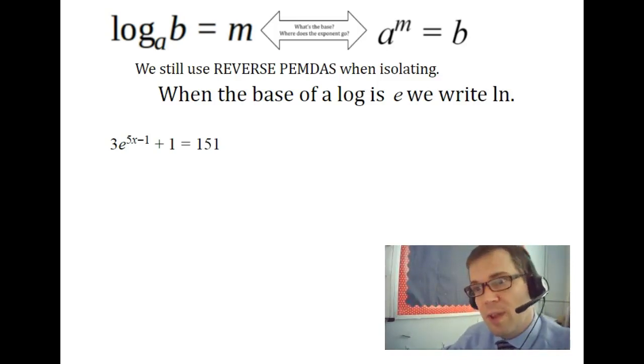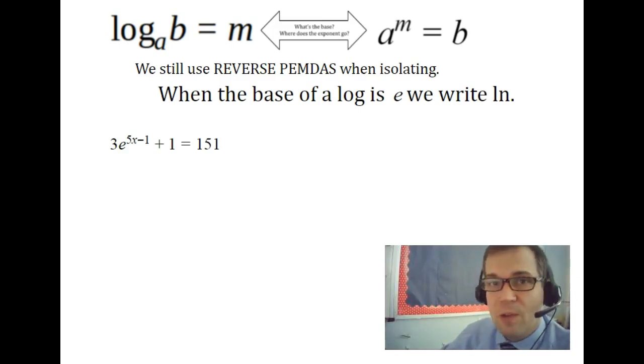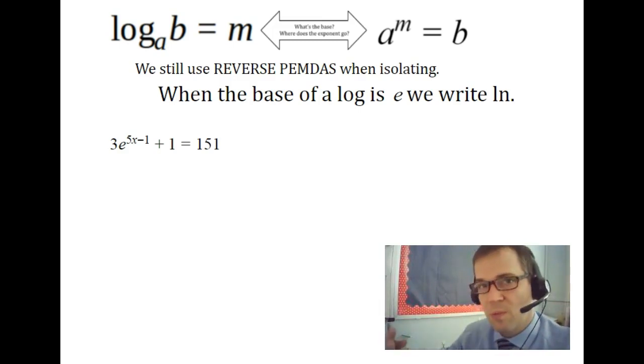We're going to have an equation: 3 times e to the 5x minus 1, plus 1 equals 151. Quick reminder that that e value is a special number, in the same way pi is a special number. We use a symbol to represent it.